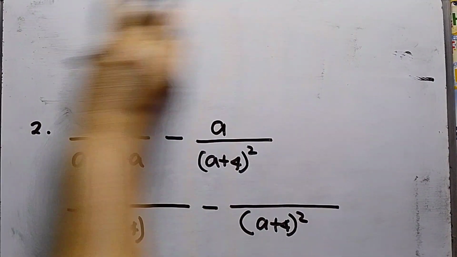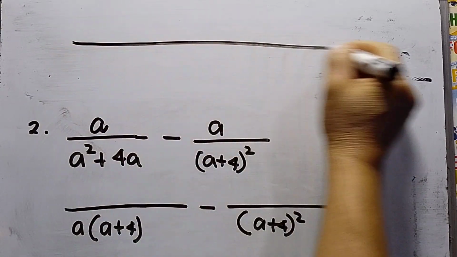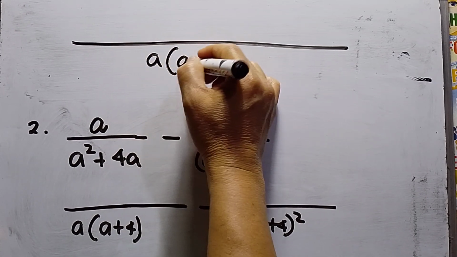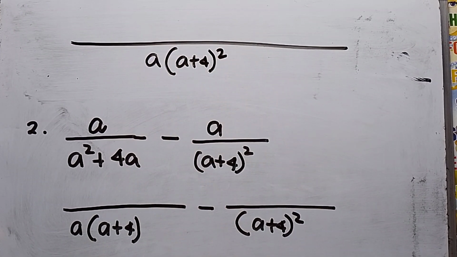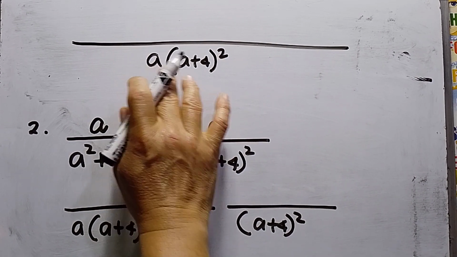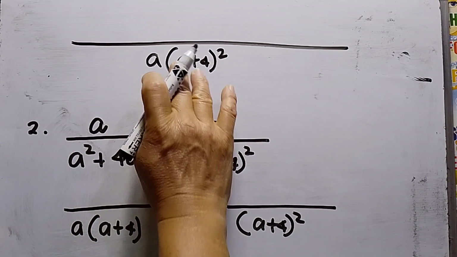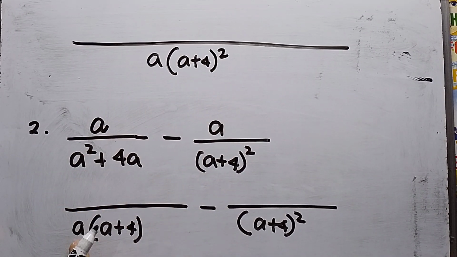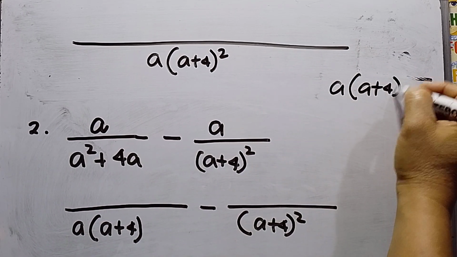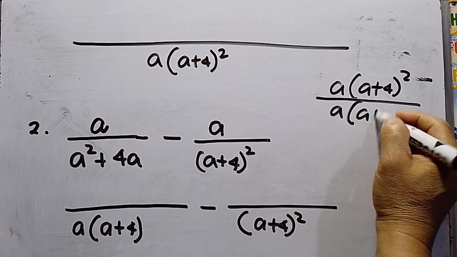So this one will be the LCD: a and a plus 4 squared, because I have two factors of a plus 4 here and only one there. So the LCD is a times a plus 4 squared. It's my LCD. So divide this one by a, so a plus 4 squared is divided by a plus 4.